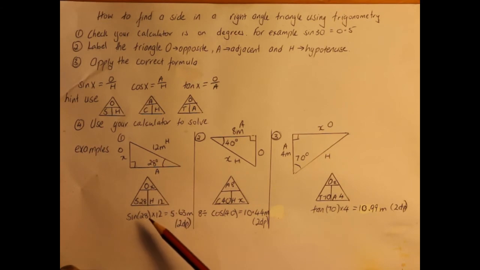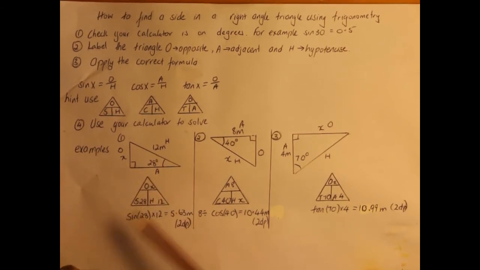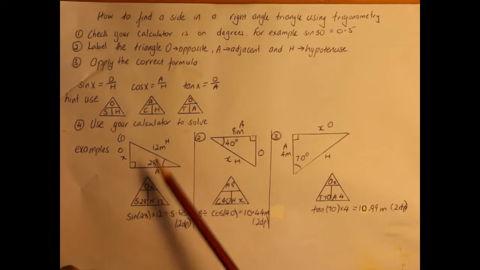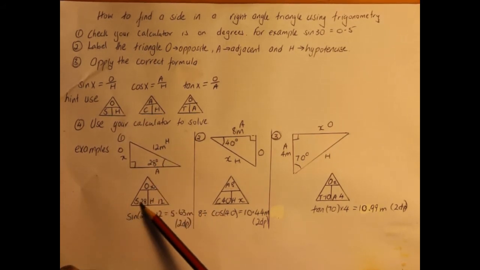Next step, fill it in. Next to the O we have an X, so that goes there. Next to the H we've got a 12, so that goes there. And the angle we write in the bottom left. Last step, do our calculation. Sine 28, that's what that means, times 12 equals, and that's your answer.